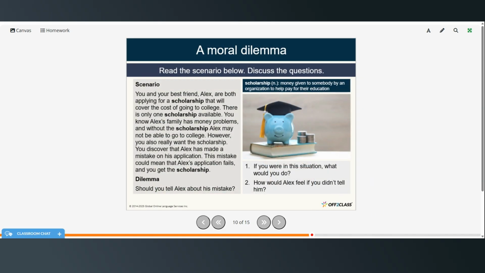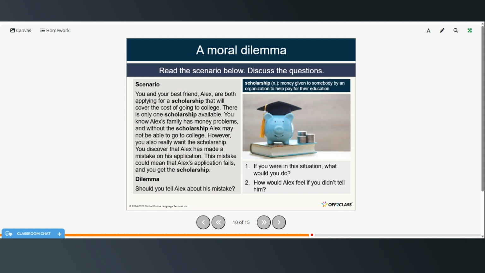All right, and then we're going to read the scenario about a moral dilemma, and then you can answer the questions. Before you read, here's the vocabulary word: scholarship, which is a noun, and that's money given to somebody by an organization to help pay for their education. Now you can pause the video, read this on your own, or you can follow along as I read.